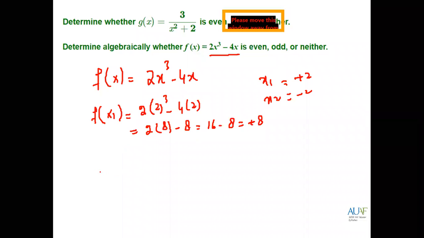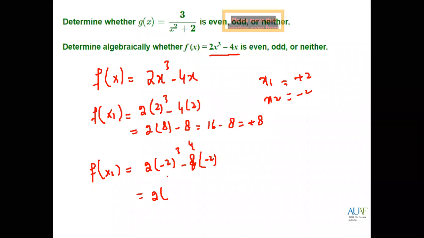Now next one, for x2, f of x2 equals 2 multiplied by minus 2 cube minus 4 multiplied by minus 2. Minus 2 cube equals what? Minus 8. And 4 multiplied by minus 2, minus multiplied by minus equals plus, and 2 multiplied by 4 equals 8. So 2 times minus 8 equals minus 16, plus 8 equals minus 8.